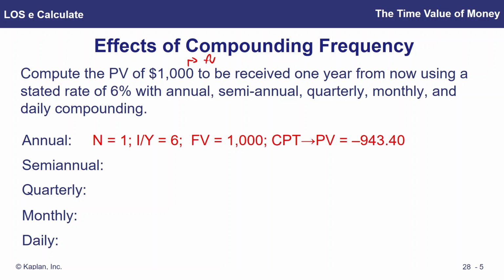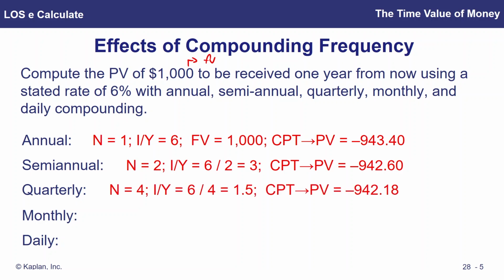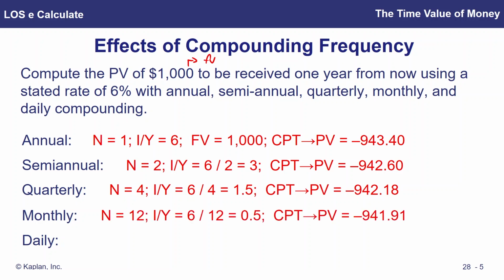943.40. Semi-annual, increase n to 2, decrease IY to 6 divided by 2, i.e. 3, compute your present value, and you notice you've got 942.60. Quarterly, n becomes 4, 4 quarters in a year, isn't it? IY becomes 6 divided by 4, so 1.5. Compute your present value, 942.18. Monthly, well, this time n does become 12, doesn't it? IY becomes 6 divided by 12, so 0.5. And compute your present value, and you get 941.91.